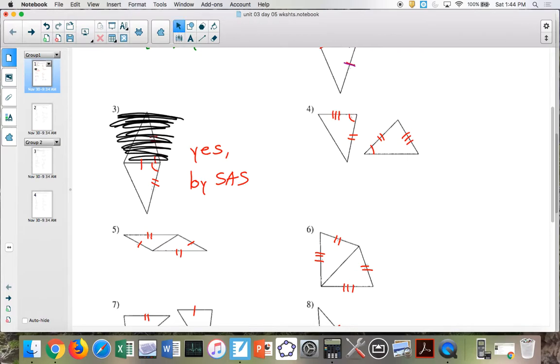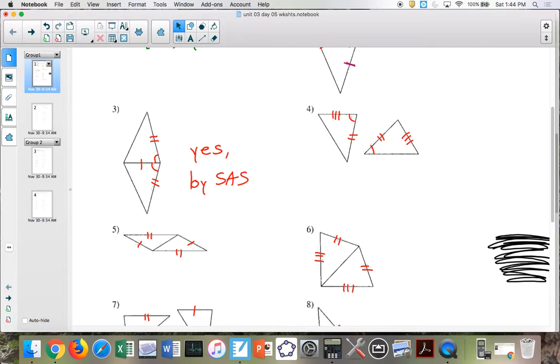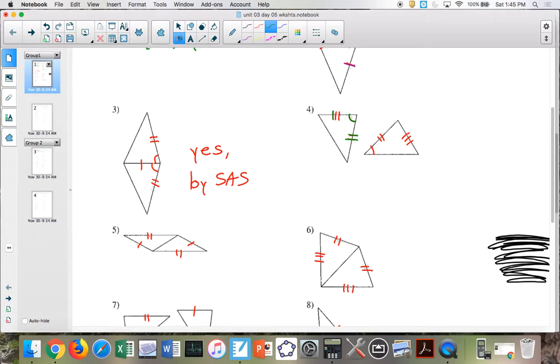And we'll do one more. If you look at number 4, what do we have in the first triangle? In the first triangle, we have a side, and then an angle, and then a side. And the angle's between the two sides. In the second triangle, we have a side, we have another side, but the angle is not between. It should be up here, but it's not. So therefore, these two triangles we cannot say are congruent. Okay, let's go back to the notes.